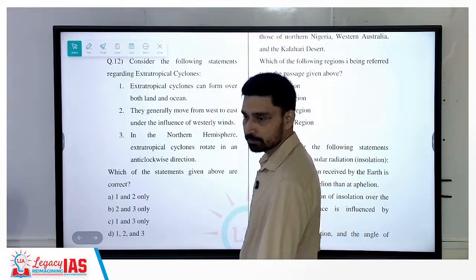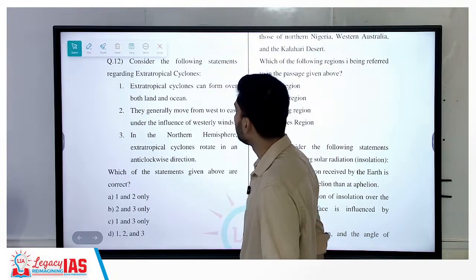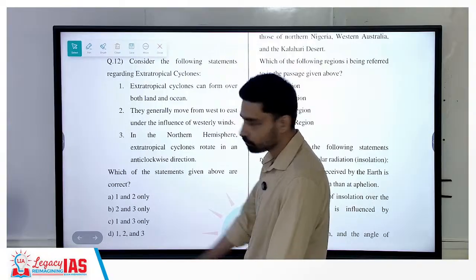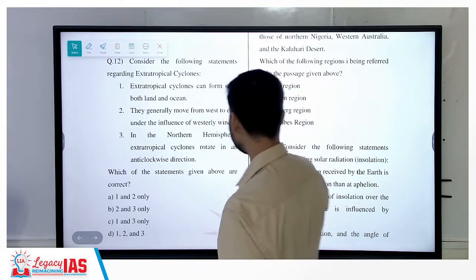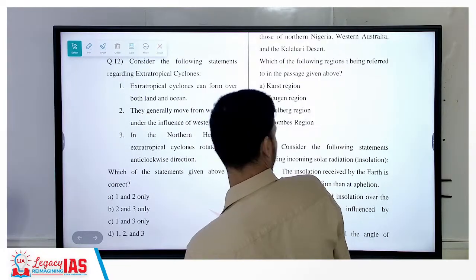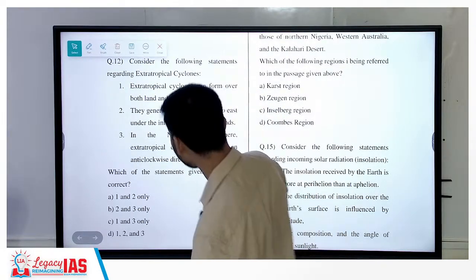Then we have the extratropical cyclone can form over both land and ocean. Correct or incorrect? Correct. Temperate cyclone can develop over both land and ocean. Generally they move from west to east. We have discussed the westerlies belt. Extratropical cyclone rotates in an anti-clockwise direction in the northern hemisphere. True or false? Correct. So all three.